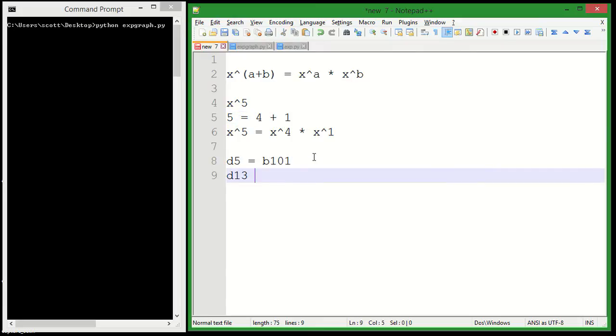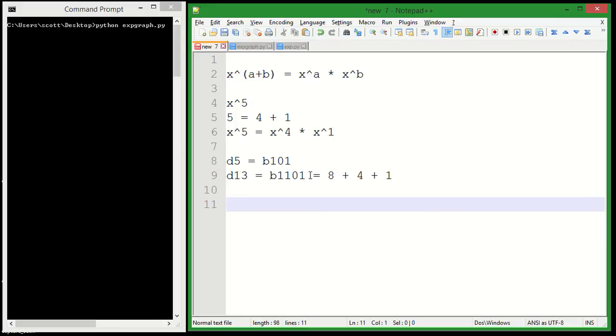If we look at decimal 13, its binary representation is going to be 1 because it's got an 8, 1 because it's got a 4, a 0 for the 2's, and a 1 for the 1. So that's saying that 13 equals 8 plus 4 plus 1. Well, that's great, because now we can say that x to the 13th is equal to x to the 8th times x to the 4th times x to the 1.